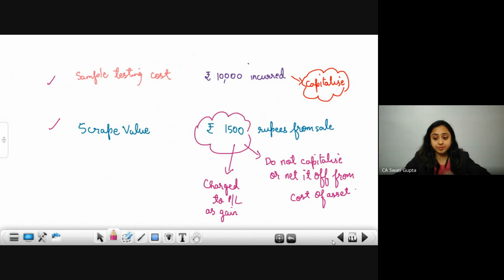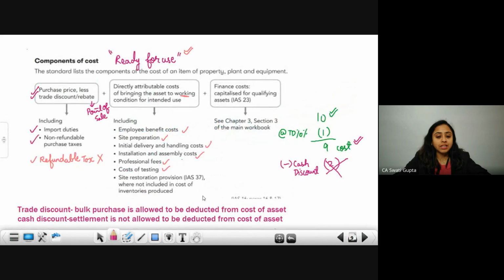Okay. Next, last topic, that is site restoration provision. That is as per IS 37. Do not worry, we'll be reading IS 37 in detail. But right now, it is relevant.